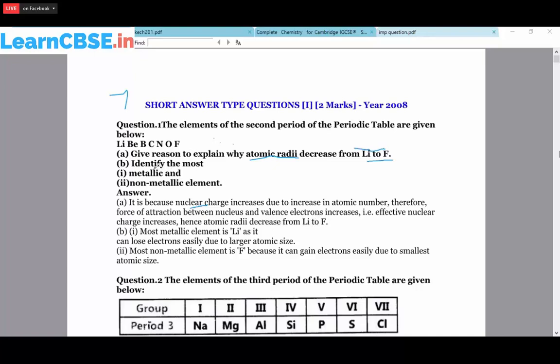The next question, identify the most metallic. Okay, so which one is the most metallic? Lithium, because lithium has one electron in the outermost shell, so it can easily lose it. The one which is losing electrons, we call it a metal. So lithium is the most metallic element. The non-metallic element is definitely the one which can gain electrons fast, that means the electronegative character. So the non-metallic element is F because it can gain electrons easily, due to its very small atomic size.